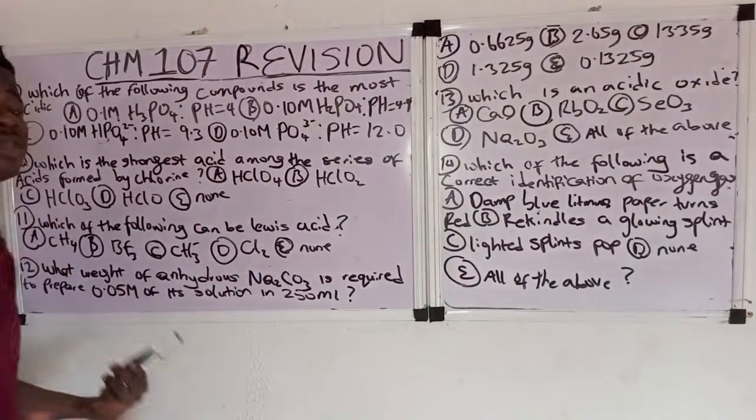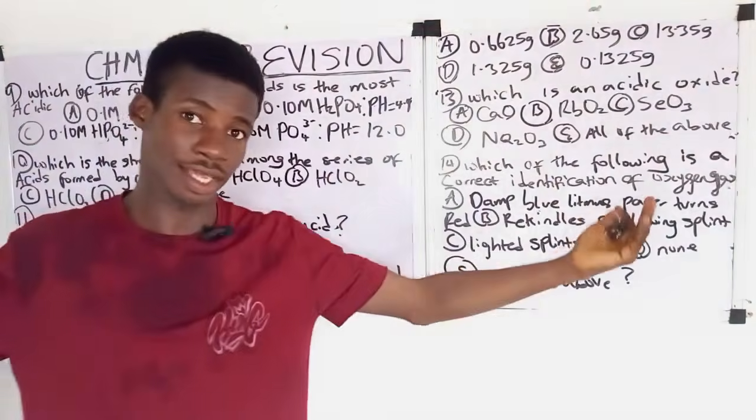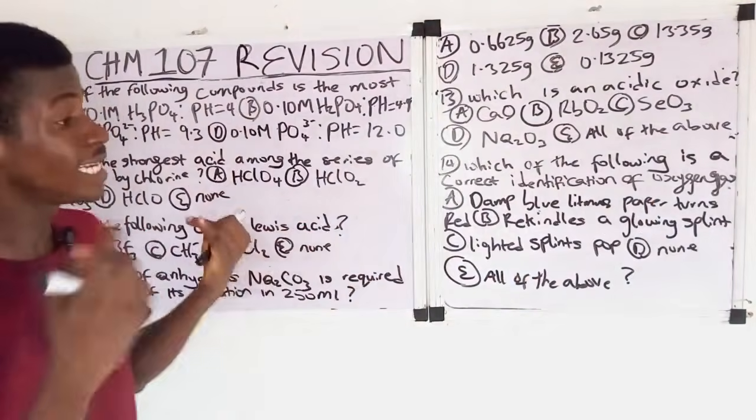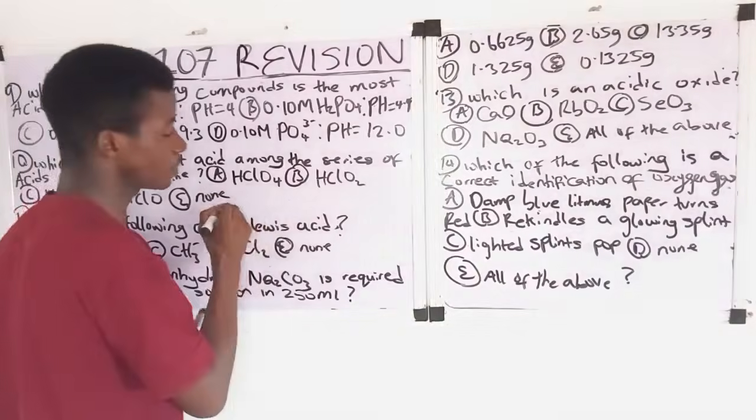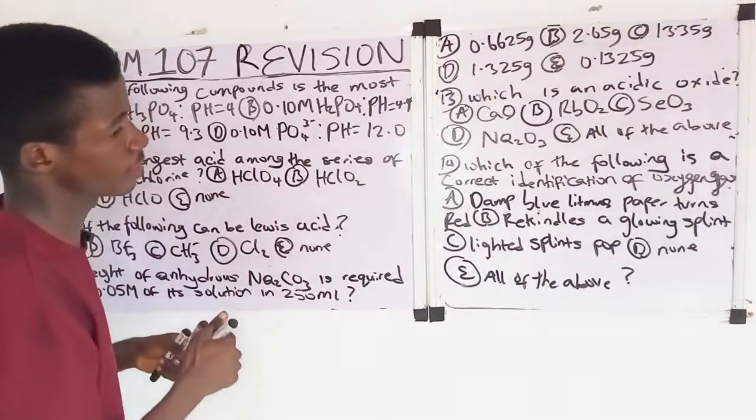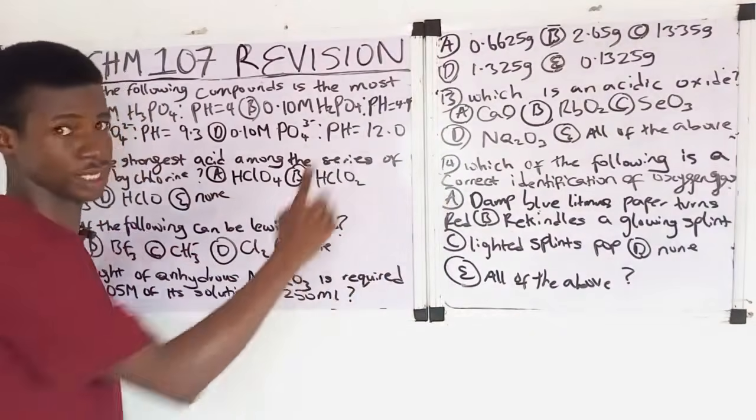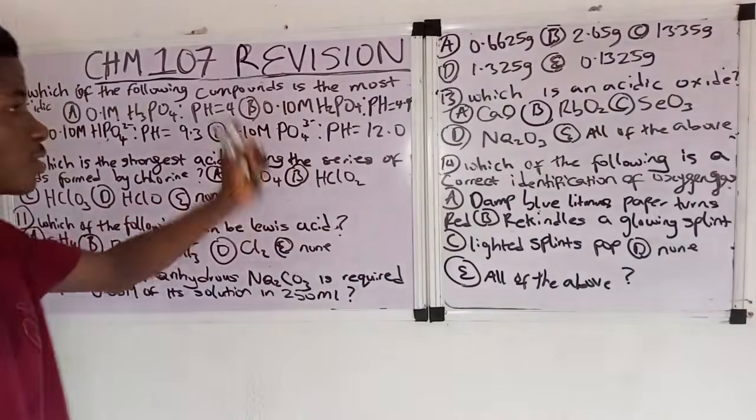They're asking us which of the following compounds is the most acidic. Remember I told you in the pH scale, let me just draw it. Or let's do this question first, so that I can provide space for this.